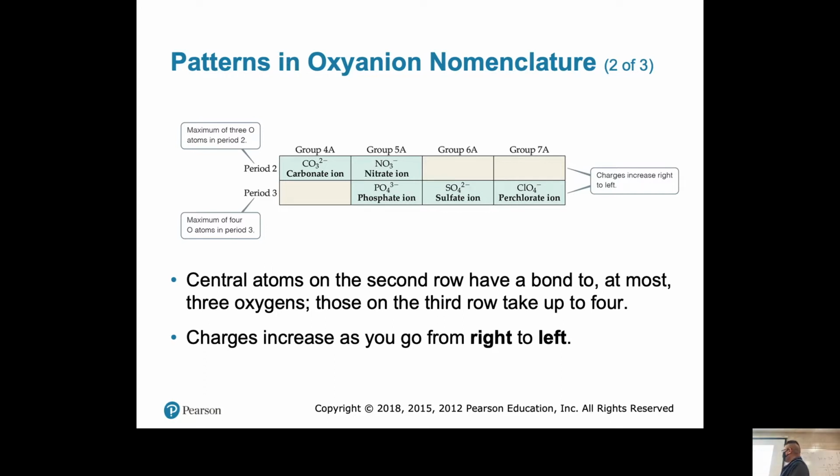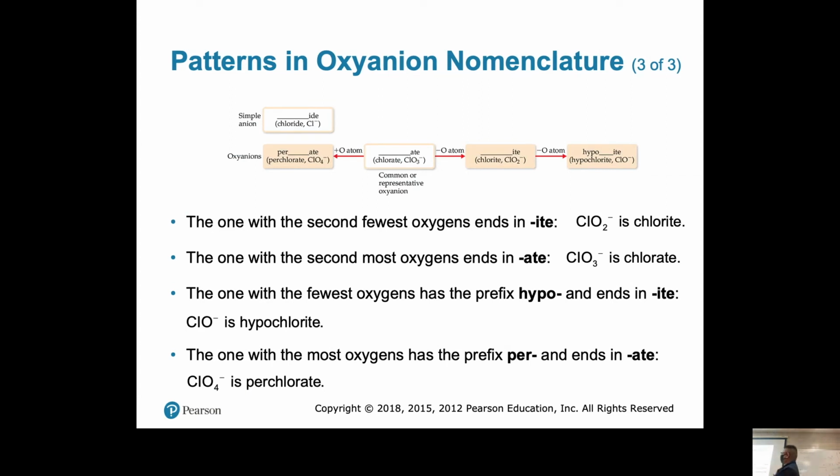Okay, so to continue the patterns, like I said a second ago, say you had the simple chloride ion. The chloride ion has no oxygen in it at all, so it's just called chloride. But then you add some oxygens to it. If you have 4 oxygens added to the chloride, it's called perchlorate. If it has 3 oxygens, it's just chlorate.